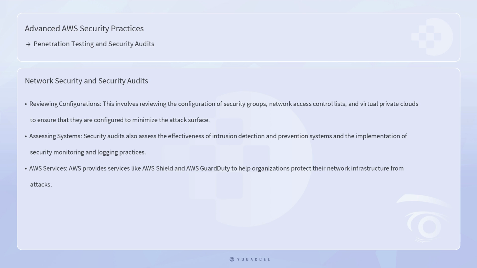Network security is also a critical aspect of security audits. This involves reviewing the configuration of security groups, network access control lists, and virtual private clouds to ensure that they are configured to minimize the attack surface. Security audits also assess the effectiveness of intrusion detection and prevention systems and the implementation of security monitoring and logging practices. AWS provides services like AWS Shield and AWS GuardDuty to help organizations protect their network infrastructure from attacks.